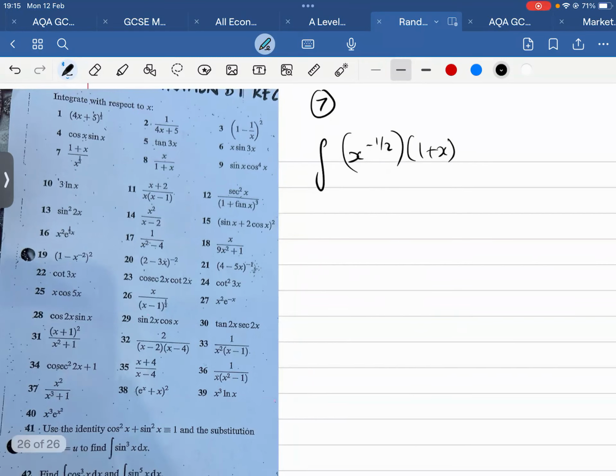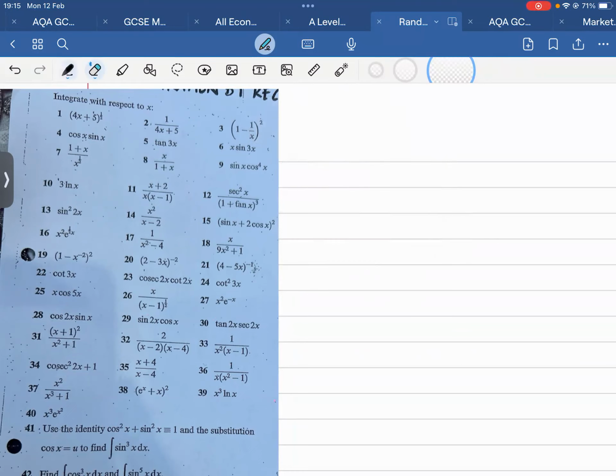What would I get? It's x to the power of minus one half, and then x to the power of half. Good. And then that's easy. So I'm not going to go over that. Good. Question 8. That's substitution of u equals 1 plus x. Well done. Good. Question 9.